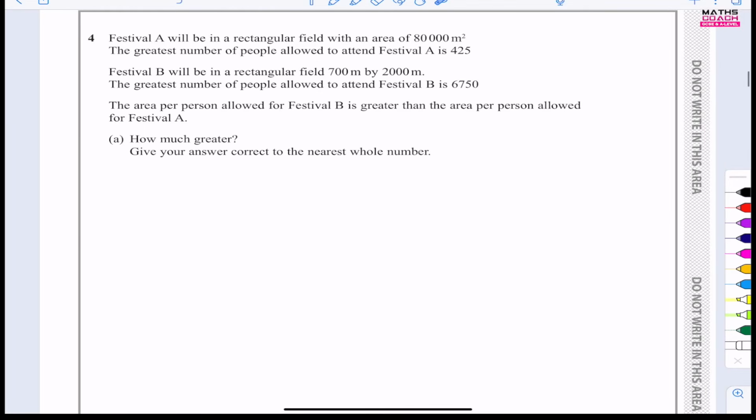Question number 4. Festival A will be in a rectangular field with an area of 80,000 meters squared. The greatest number of people allowed to attend Festival A is 425. Festival B will be in a rectangular field 700 meters by 2,000 meters. The greatest number of people allowed to attend Festival B is 6,750. The area per person allowed for Festival B is greater than the area per person allowed for Festival A. How much greater? Give your answer correct to the nearest whole number.